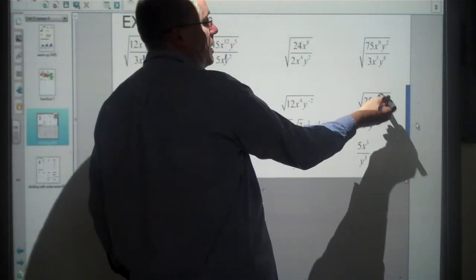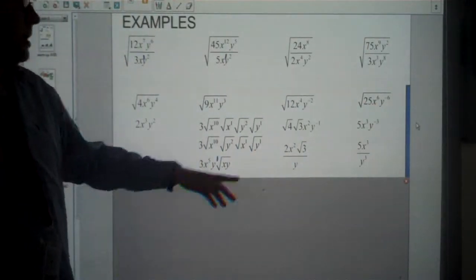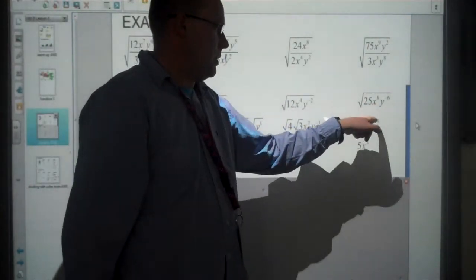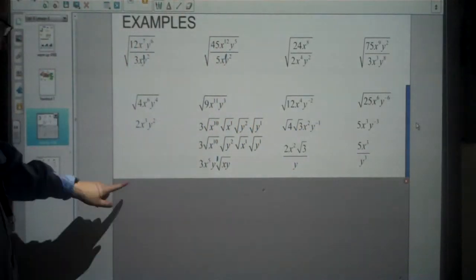Remember, for exponents we're just going to half this exponent, half of this exponent, as it's a square root as well. And if we do it this way, let's finish the question off. Any negative exponents we're going to bring to the bottom.